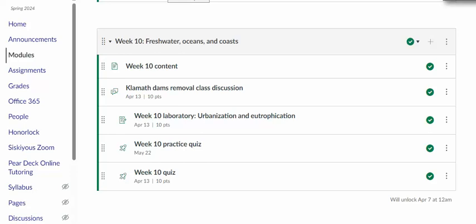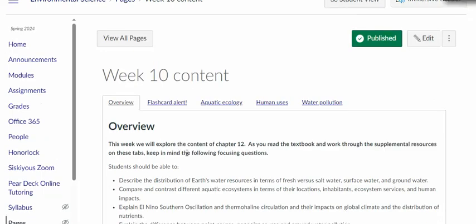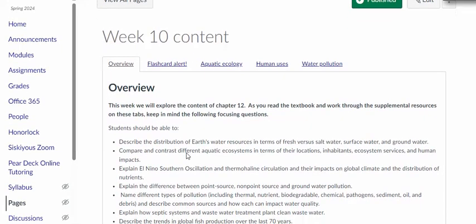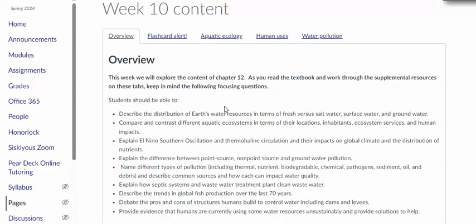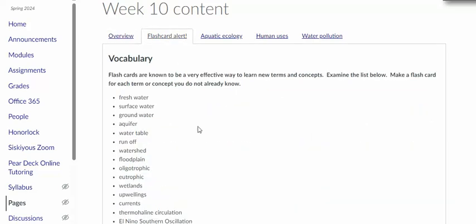To week 10 in environmental science. This week we will be covering aquatic ecology, so that includes freshwater, oceans, and coasts. And if you take a look at the content page, there are some tools here to help you explore the content of chapter 12 in your textbook. So specifically, here are some learning objectives on the first tab and some terms to know.